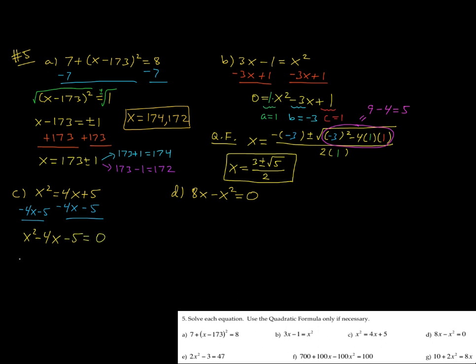And now this trinomial does factor. So I'll go ahead and factor it. It factors as x minus 5 times x plus 1. And now we just set each factor to 0, because this product is equal to 0. And so we'll get x equals 5 and -1 for our solutions. All right.